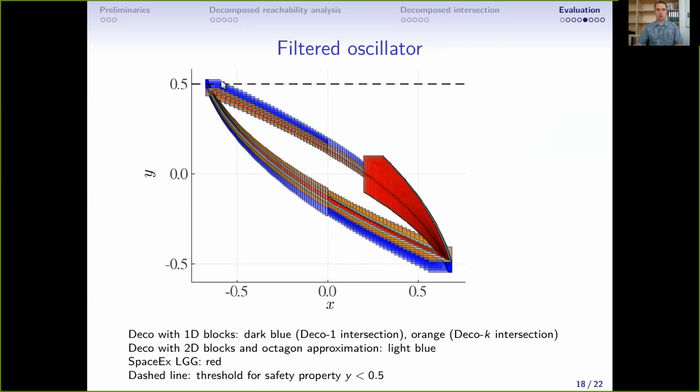And it's even too coarse to prove the safety property that y is below 0.5 here. But then if you use our medium-dimensional intersection, this is the orange flow pipe. This is already sufficient to prove the property. Then there is this light blue flow pipe that uses two-dimensional blocks. So for blue and orange, we used one-dimensional blocks. And two-dimensional blocks generally give you more precision. And we can even, instead of using these box directions, we can use octagon directions, for instance. And in red, you have the SpaceX result, which is computed in high dimensions, and hence it is, of course, more precise.